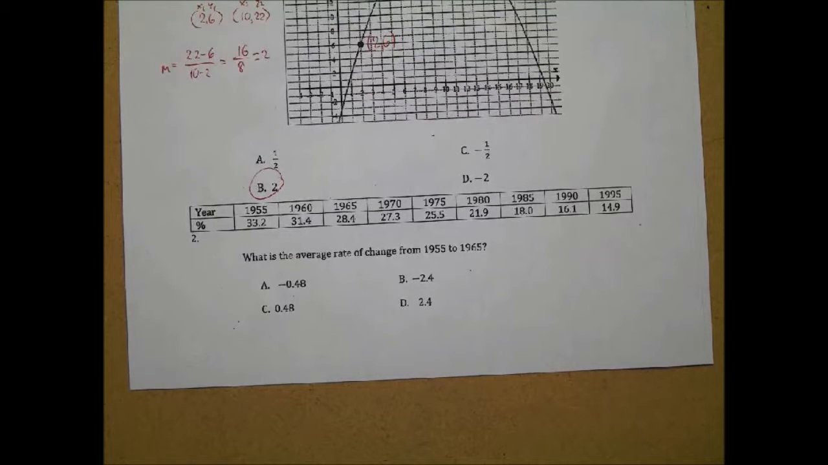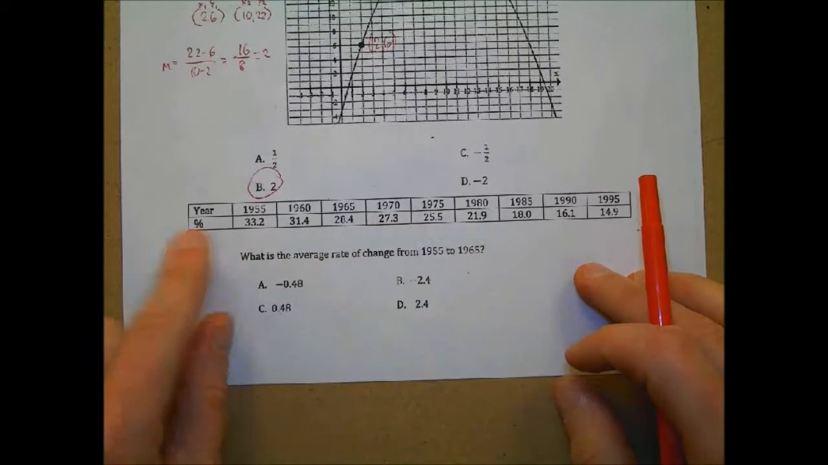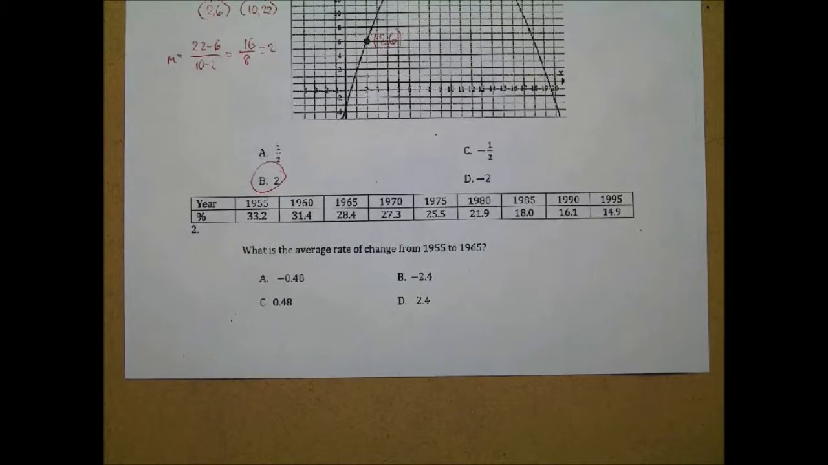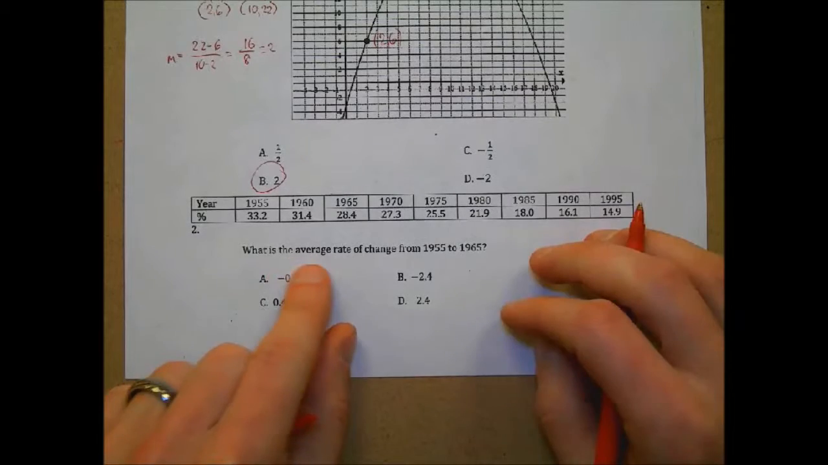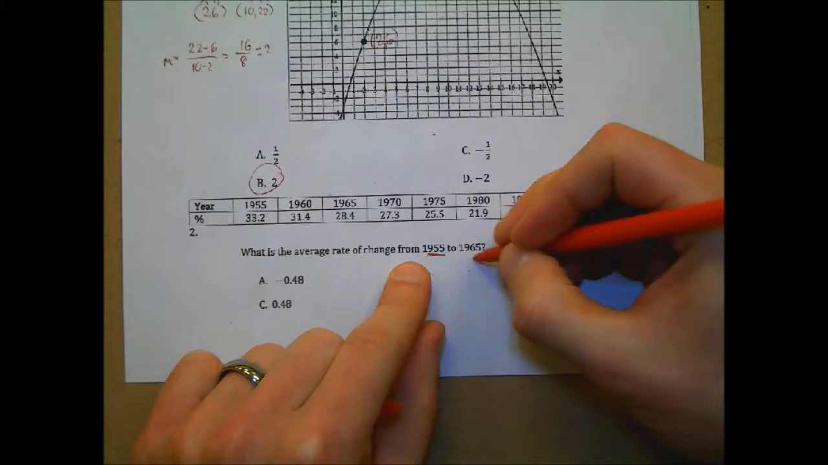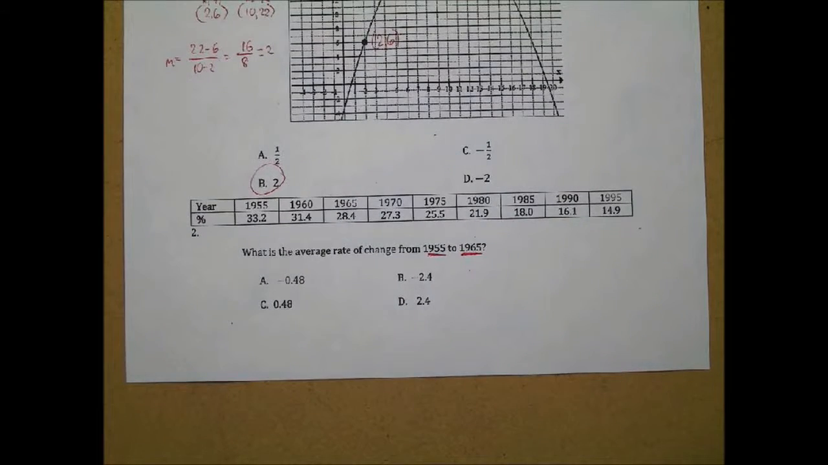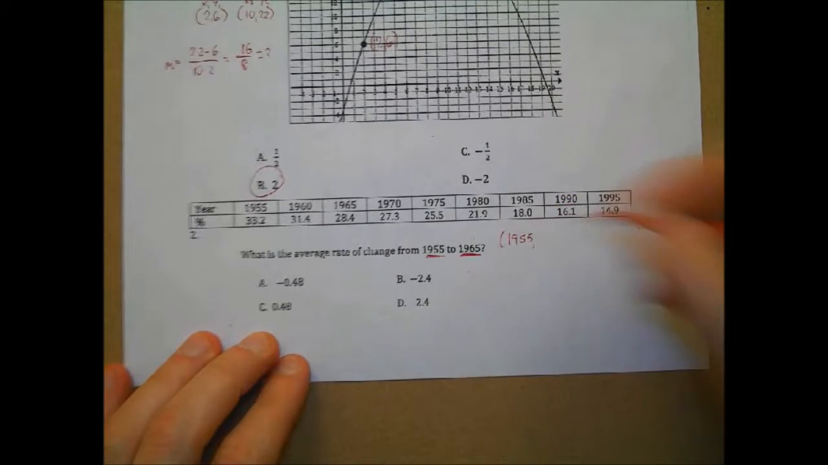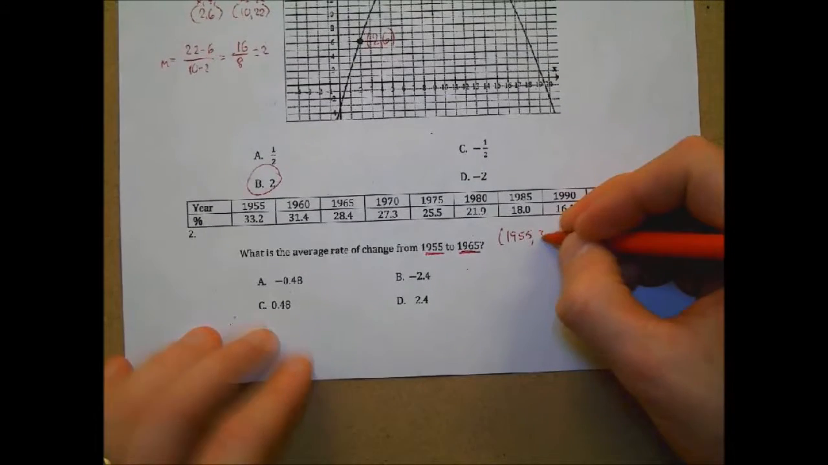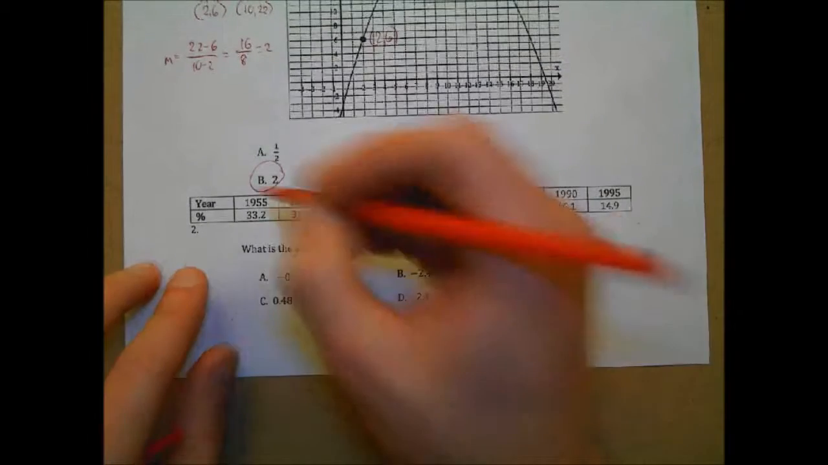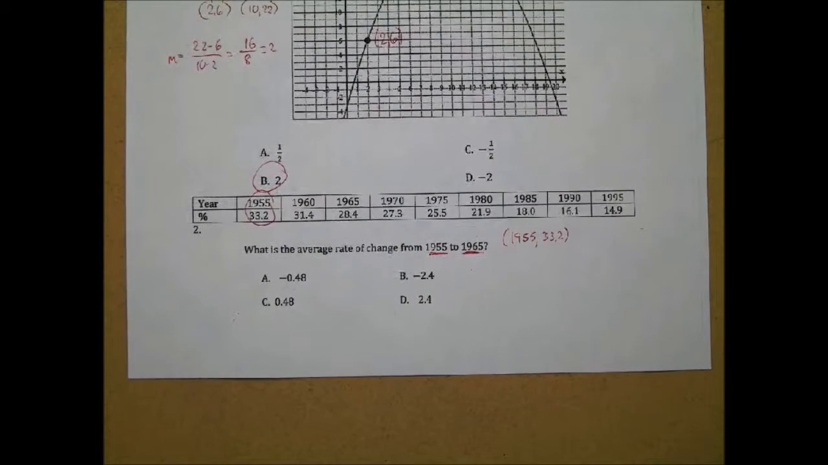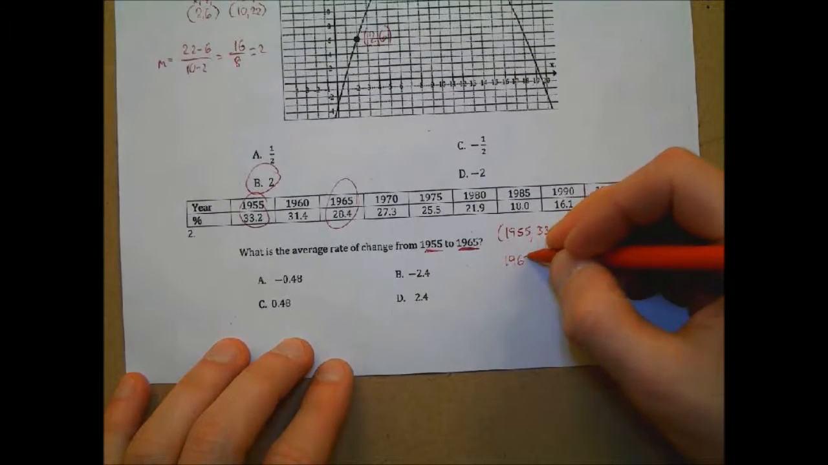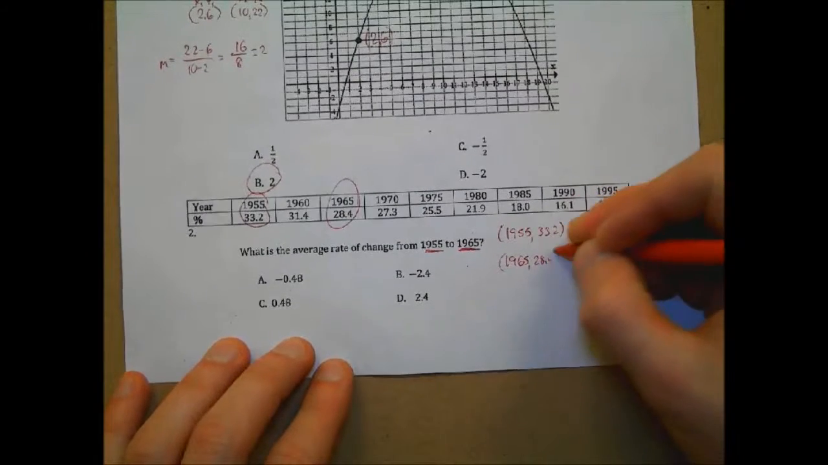In this case, we're not really given any sort of context here. We kind of have context. We have years, and we have percentages. Who knows what those percentages are of, but they're there. We're asked to find the average rate of change from 1955 to 1965. So what are our coordinates? 1955 has a y-coordinate of what? 33.2, it's just right there in the row. It's this point right here. 1965, right there.